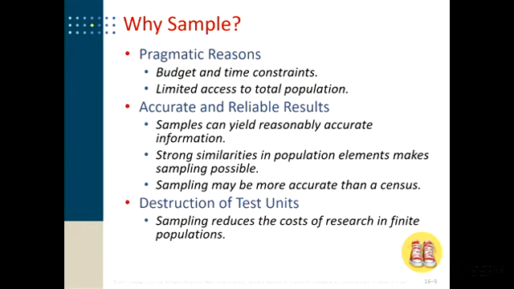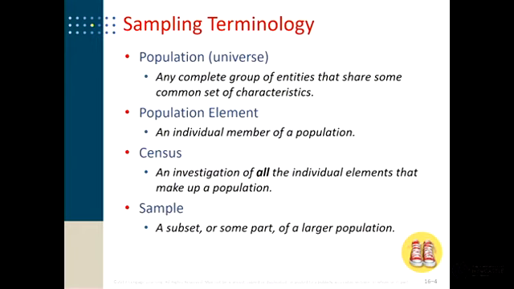Now, once we understand the population and sample, census and sampling, the next question is, why do we need to go for sampling, or why do we need to go for a subset of the population rather than examining the entire population? Which one do you think is better, a census or a sampling? Sampling. Why?